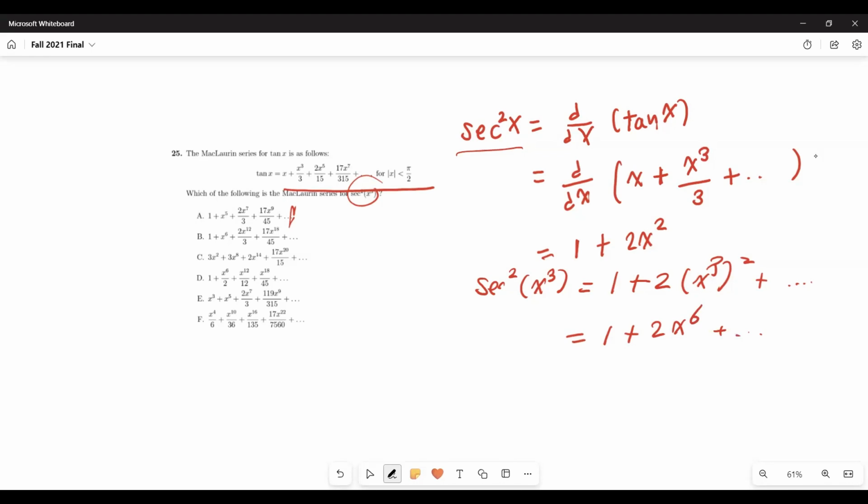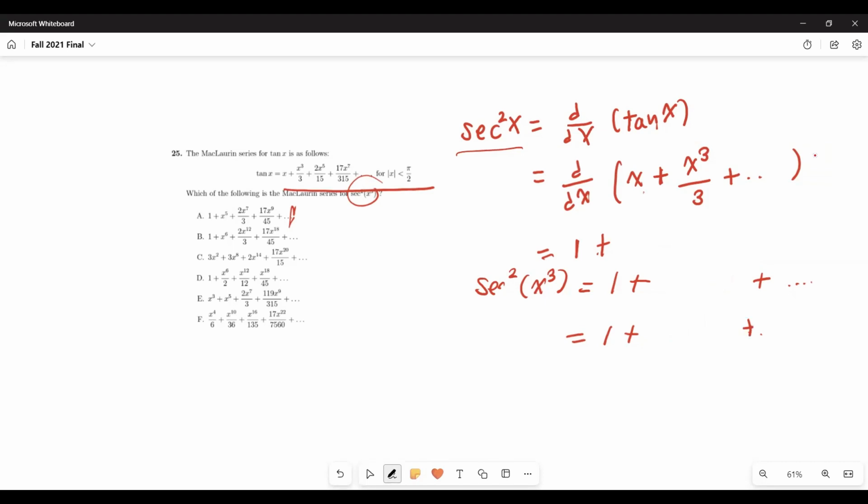And if you look at the answer choices, that's not exactly the same, right? Wait, hold on. That looks weird. What did I do? Okay, so the derivative of x cubed over 3 becomes x squared, not 2x squared. That was my bad. So I'm going to erase it here, and now let's write it again.